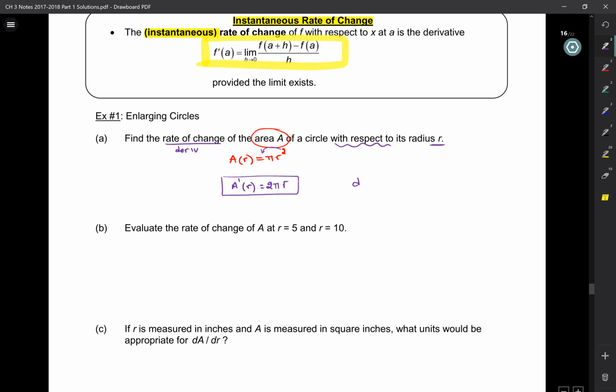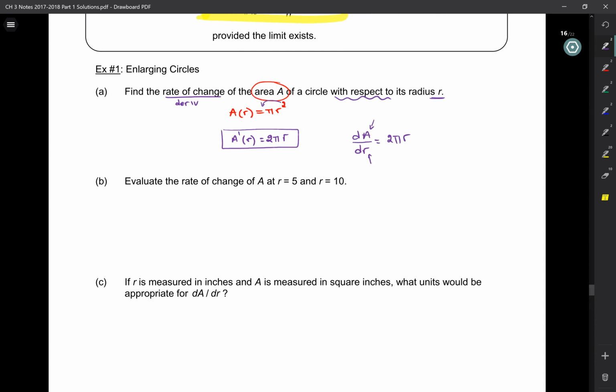Now, so that's A prime of r. You may also write it as dA/dr, okay, is equal to 2 pi r. So when you have dA/dr, what does that mean? That is the rate of change of the first variable A, that is the rate of change of the area with respect to the bottom variable r. Okay? Now part B says evaluate the rate of change of A at r equals 5 and r equals 10.